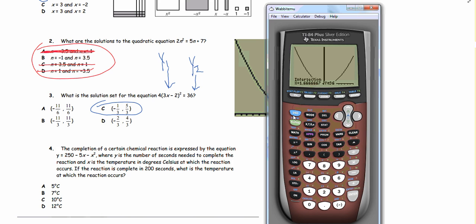1.6667. Okay, so let's go ahead and type in 5/3 and see if it matches that, because that's the second answer here, right? 5/3. So 5 divided by 3. And looks like we got our answer.